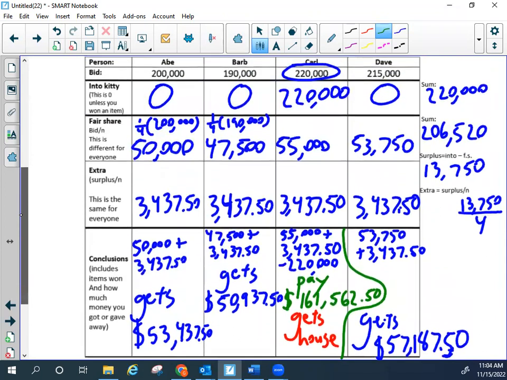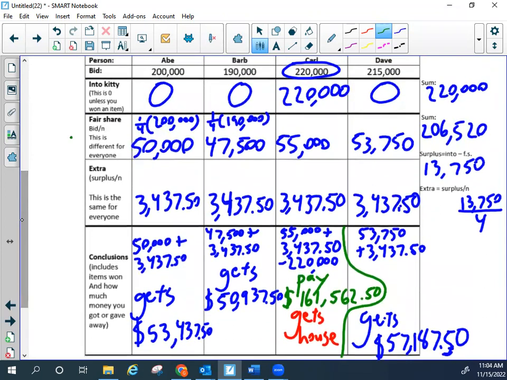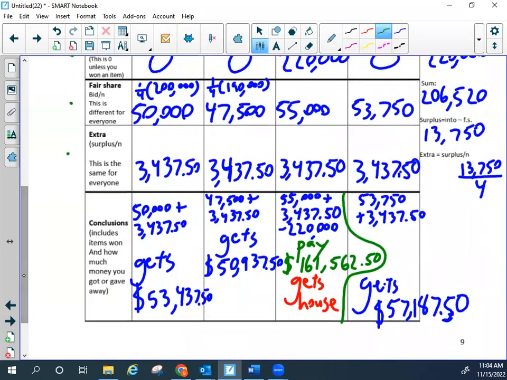So the shortcut for this is it's always the fair share plus the extra minus the contribution to the kitty. If you get a positive number, it means you got paid. If you get a negative number, it means you paid. But you can't be too mad because you also got the house. So essentially you paid $161,000 for a house, which is less than the $220,000 he thought he was going to have to pay. So everybody gets a little bit of money. He gets the house.